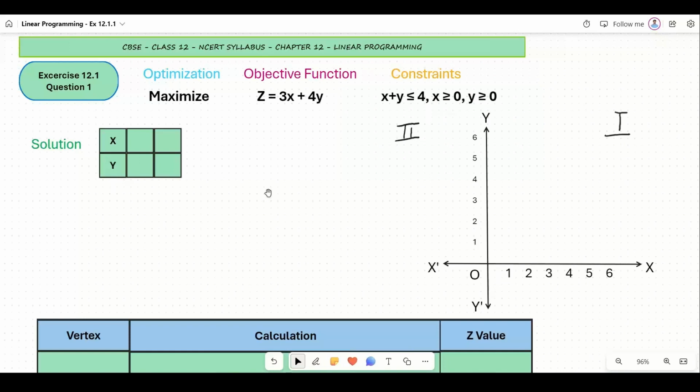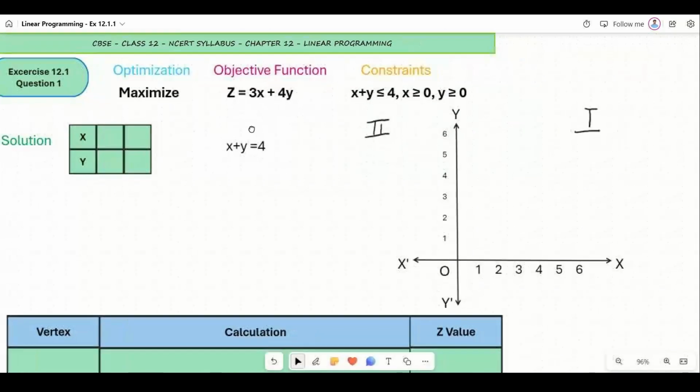So let's try to solve these two problems quickly. Let's understand what they have given as a constraint. x plus y is less than or equal to 4, right? Let's assume that x plus y is equal to 4 here.